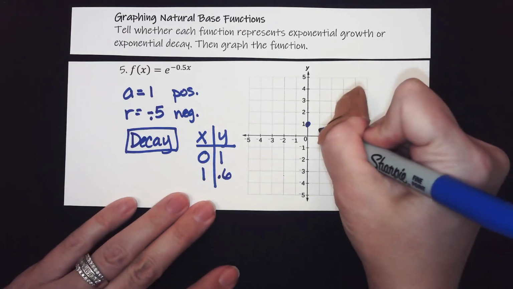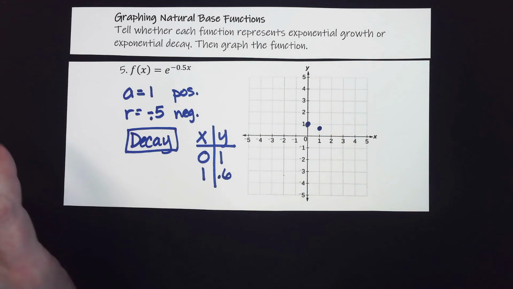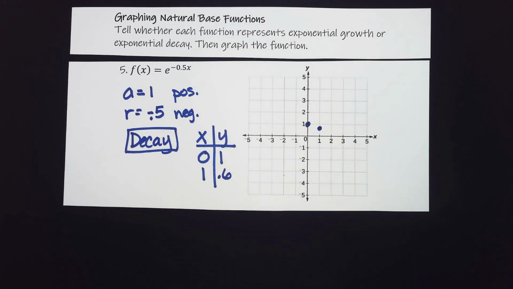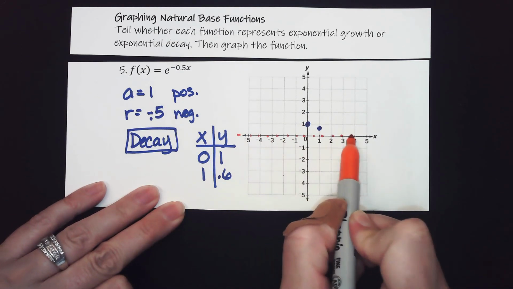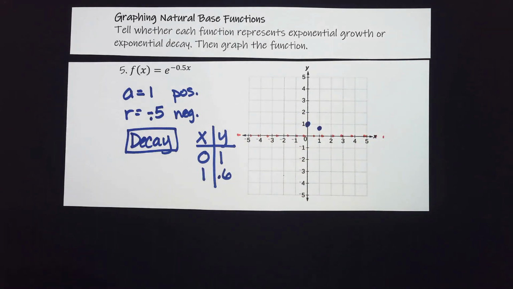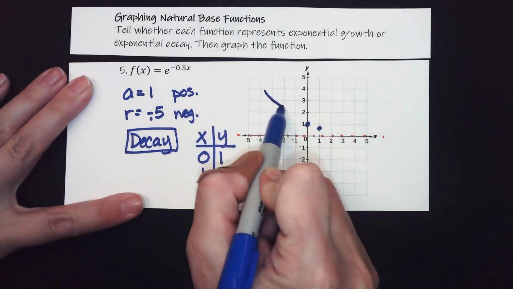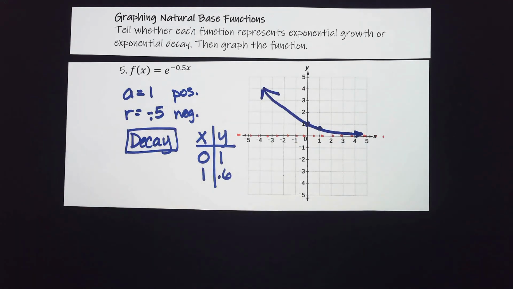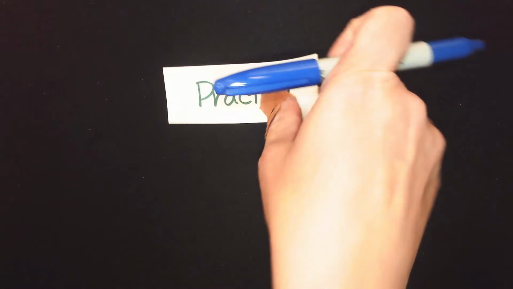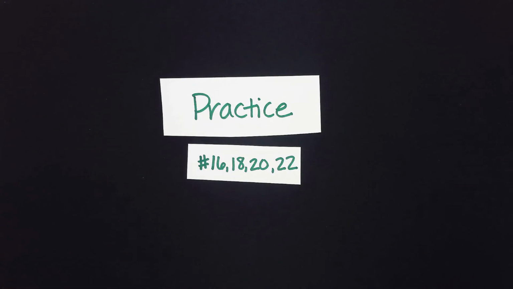So at 1, I go to 0.6. It's decay, because you can see from right to left, it's starting to go down. There was no shifting up, down, left or right, so I'm just going to put my asymptote at the x-axis so I know not to cross that boundary. I start up high, go through those 2 points, and approach that asymptote. Now you're ready to go to the practice and do problems 16, 18, 22, 20, and 22.